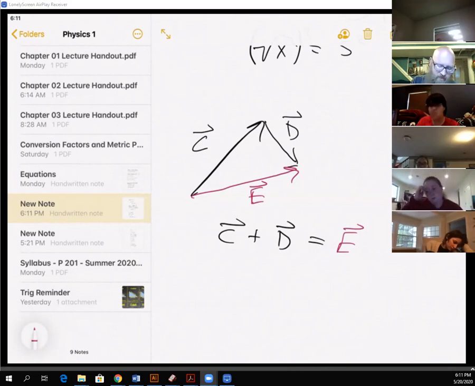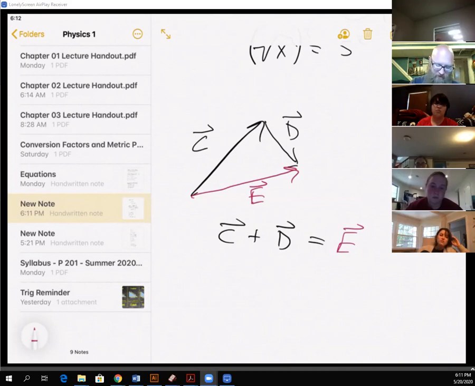But that vector E is not super precise. Even if I know the magnitude and direction of C and D both very precisely, if I just draw the picture, the precision of my answer depends on how well I can draw. So I'm in trouble if that's the only way I can get the answer, because I don't draw very well.